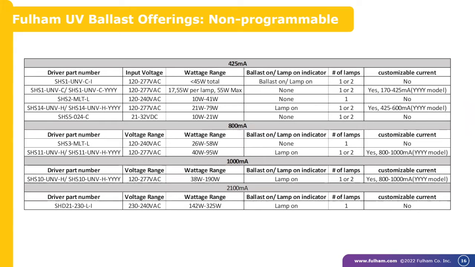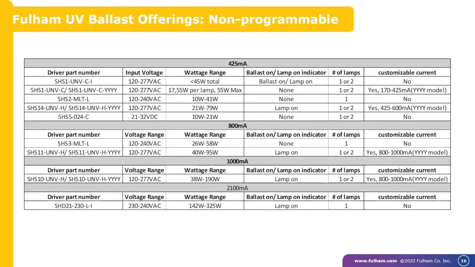Some of the models shown here, however, do have the ability to customize their output current within a certain range and have the ability to be factory set. So if you are using an 800 milliamp ballast and you have a 600 milliamp lamp, you're going to be overdriving it. If you really do require 600 milliamps or close enough to that lamp current, some of these designs have the capability of ordering them to that specific current.